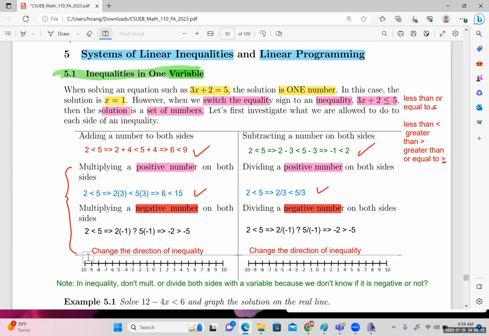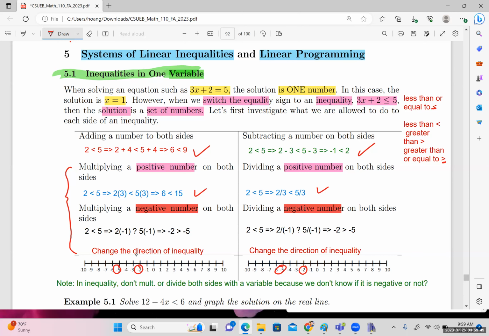Okay, so I also include the number line here for you guys to check which one is greater than which one. And you see over here, if I have, say, -5 and -2, right? You will see that -5 is less than -2, or in other words, we say -2 is greater than -5, right? Same thing over here, right?